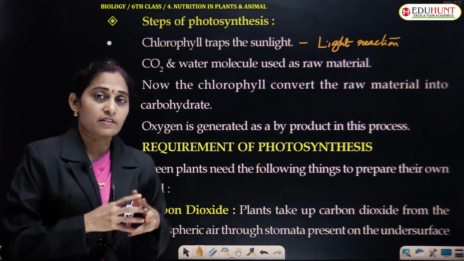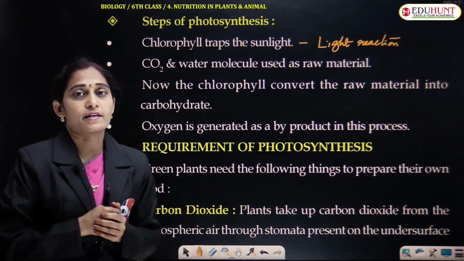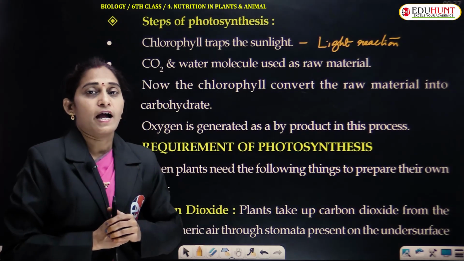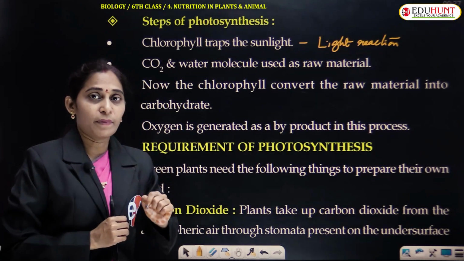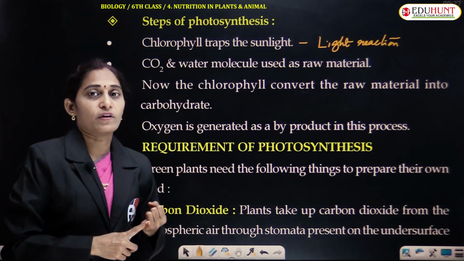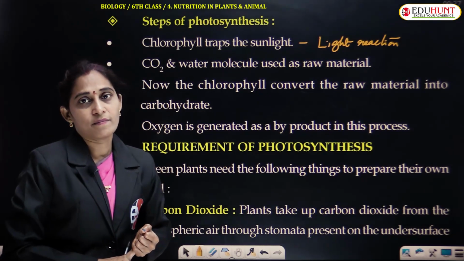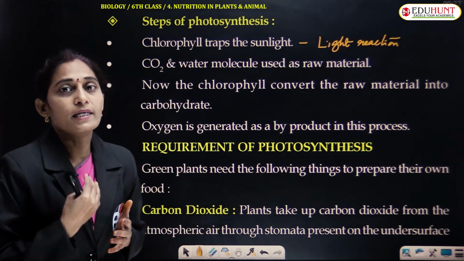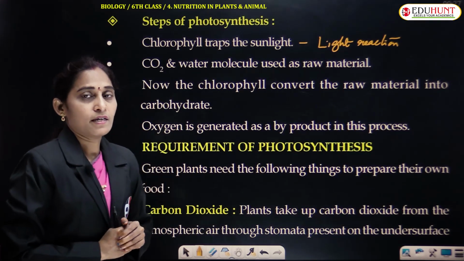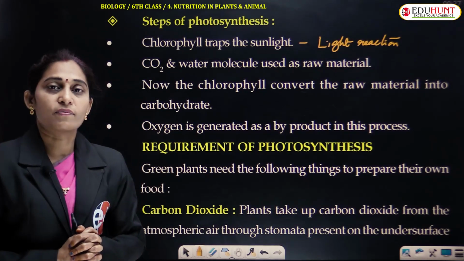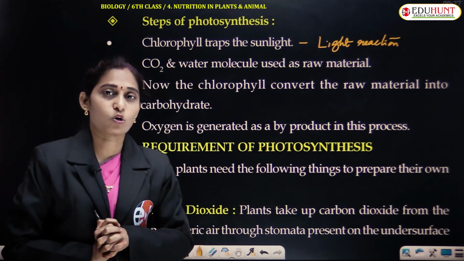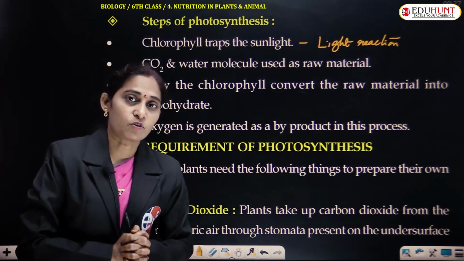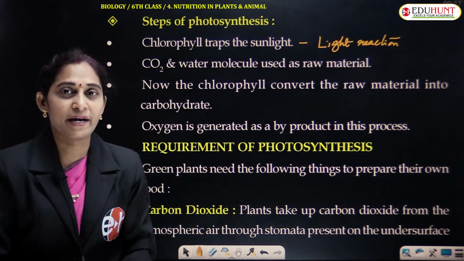In that chloroplast, there are different structures like stroma and grana. In the grana, there are stack-like structures called thylakoids, and these thylakoids possess pigments called chlorophyll. Chlorophyll and carotenoid pigments are present. These chlorophyll pigments offer green color to the leaf or wherever they are present. Don't forget that chlorophyll is the green colored pigment.